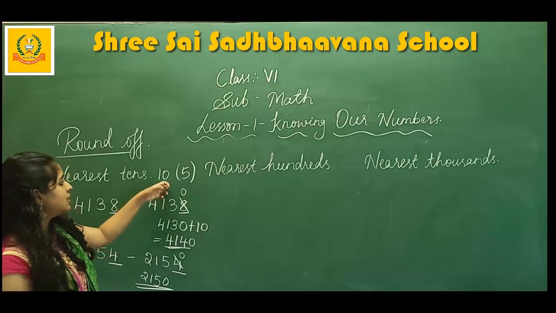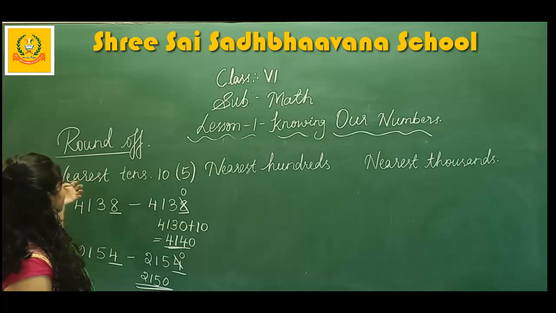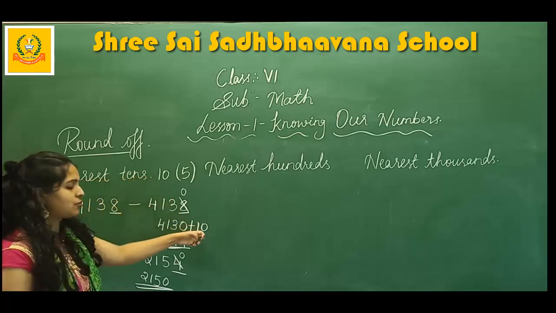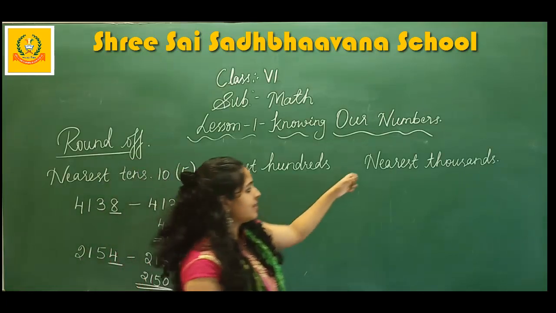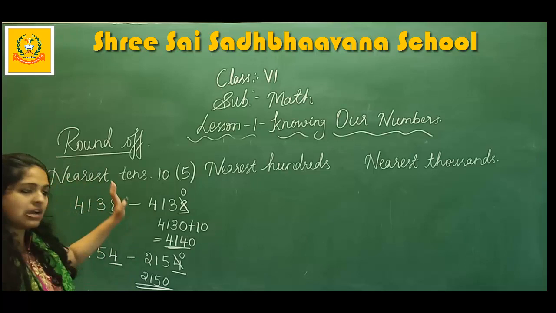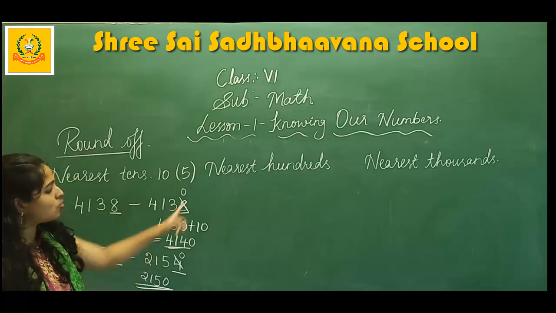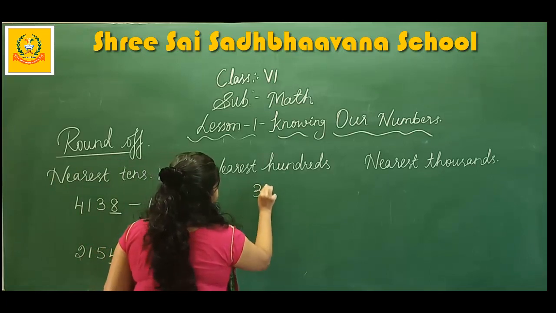Understood now? So you will ask why we should add 10. If we are rounding off to nearest 10, we have to add 10. If you are rounding to nearest 100, we have to add 100. Here we have to add 1000. Keep it in mind. This is what we have to do. Now I hope you understood this. Move on to the nearest 100. Here I'll write one more example.